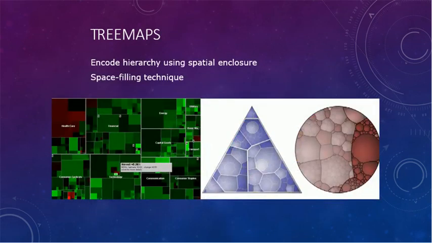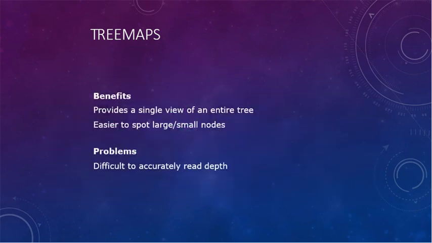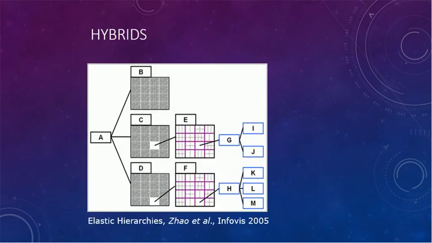The last one we have is the tree maps. Tree maps are similar to the layer diagram. They are used for encoding the hierarchy and the visual spatial, or for the space filling technique. So basically, tree maps contain a single view of the entire tree, and it is easier to load up your data using small or large nodes. But the problem is that it is difficult to read, and it will not give you the exact location of the different elements. We have seen that we need some position of the elements when we are building up our visualizations.